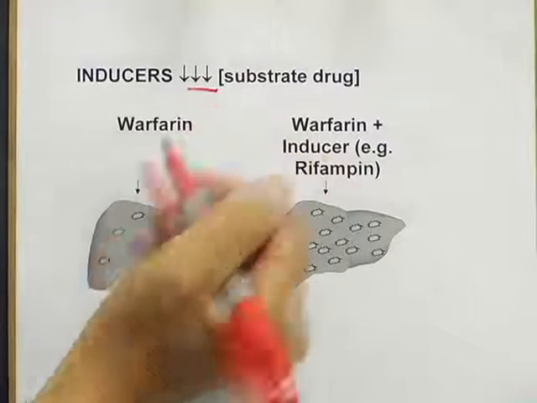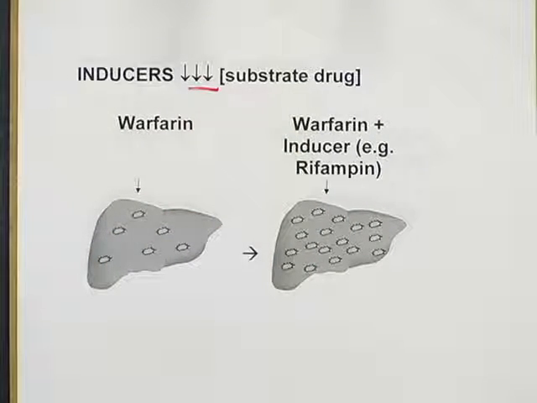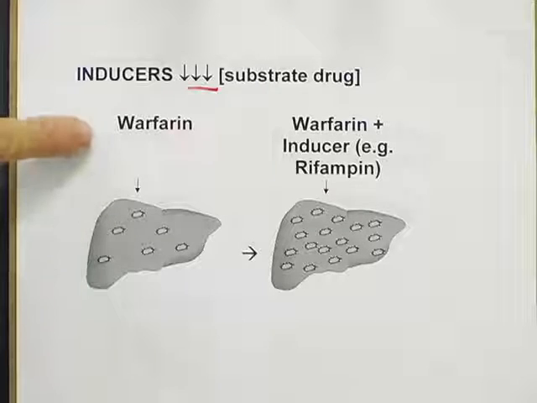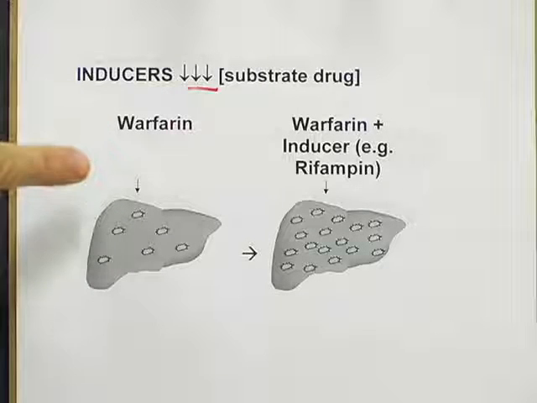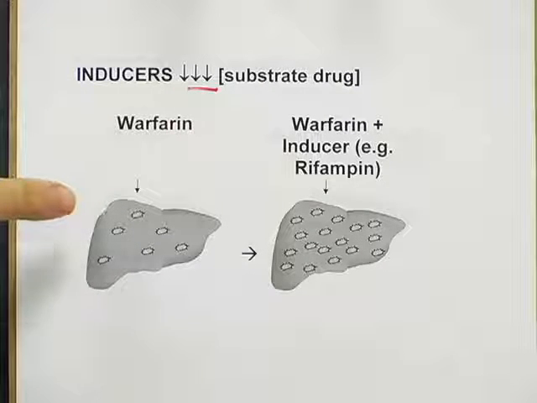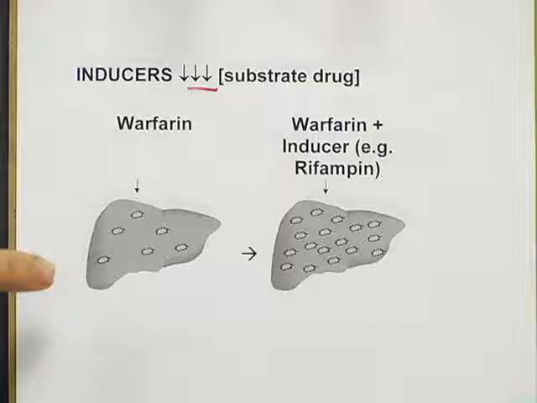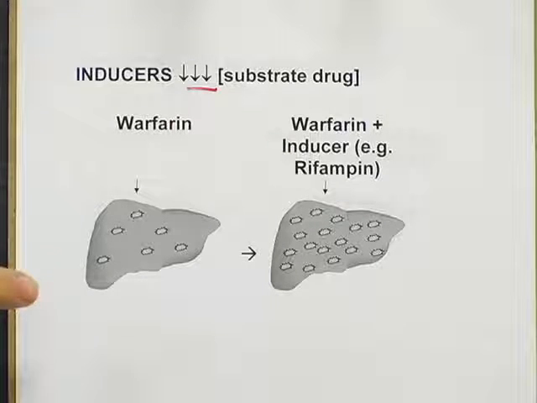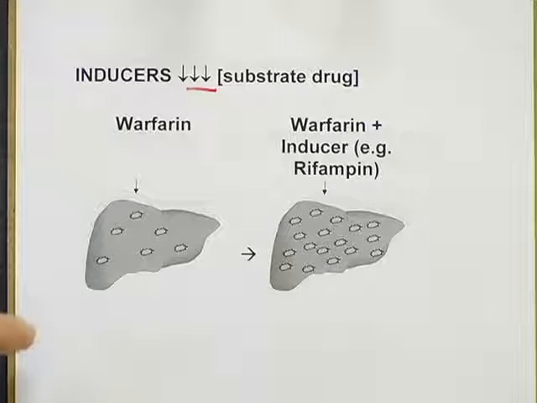Inducers decrease the concentration of the substrate drug. We're going to use warfarin as an example. Warfarin is subject to a lot of drug interactions. Warfarin is a racemic compound, so it's metabolized by two different enzymes, but for the moment we're going to simplify this and look at warfarin metabolism in general.